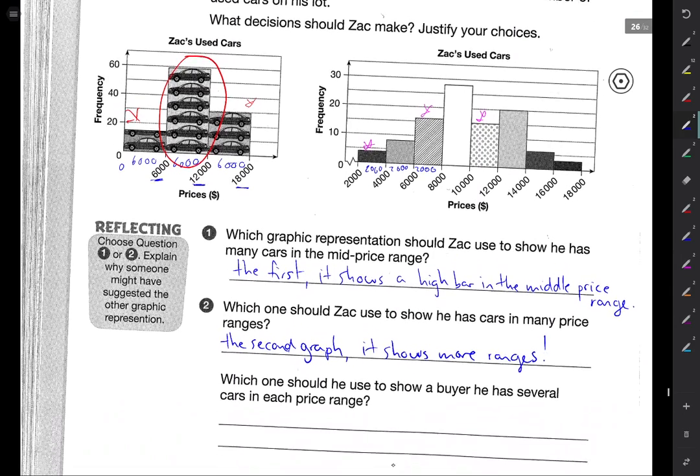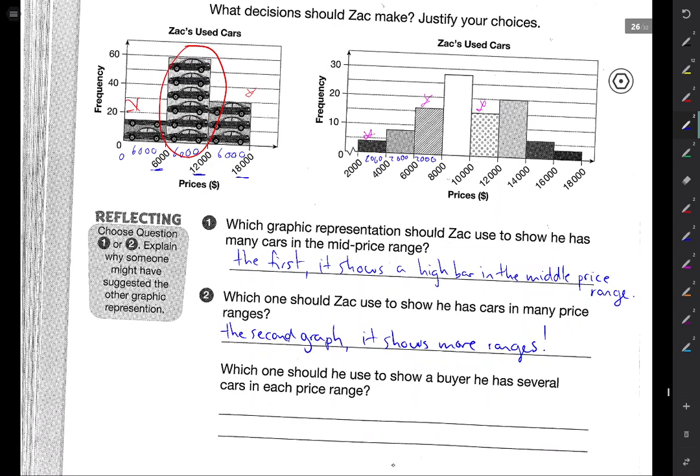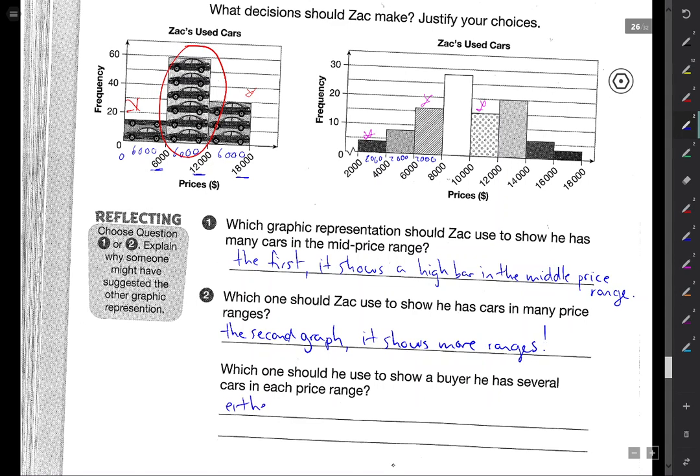And finally, the last question says, which one should he choose to show a buyer he has several cars in each price range? So for this one here, both graphs show us that he has several cars in all of the price ranges. So I would say either graph works for this one. They both show the frequency, and what I mean by the frequency is how many cars he has in each price range.